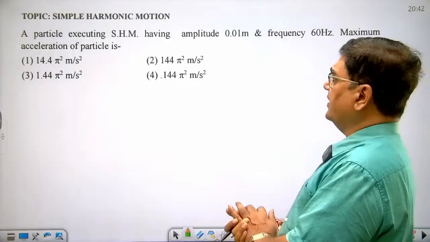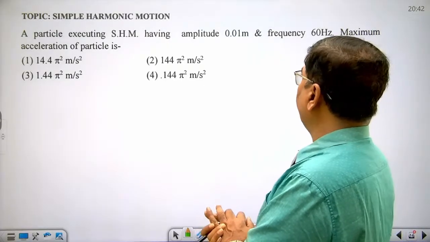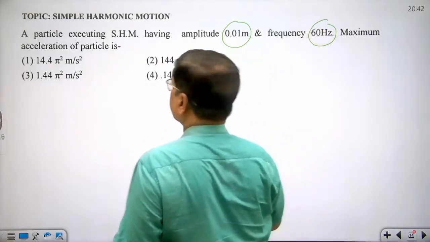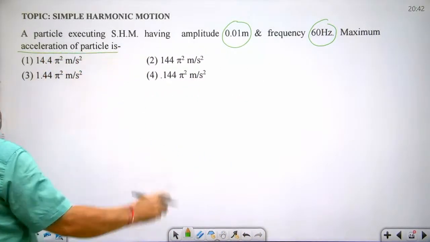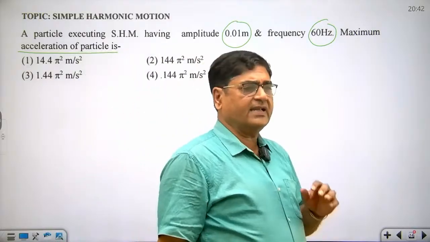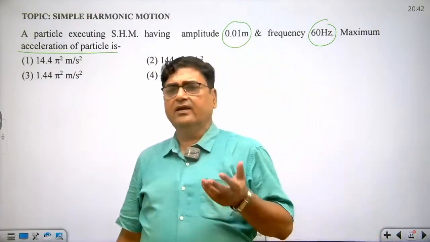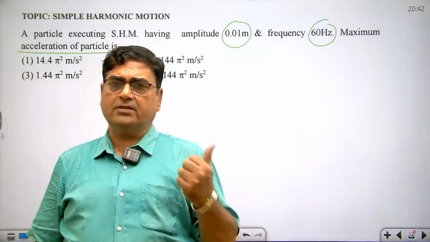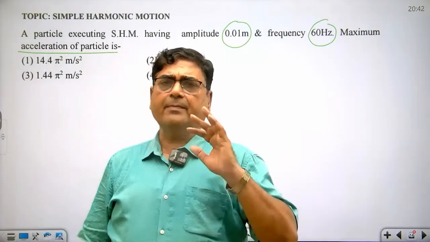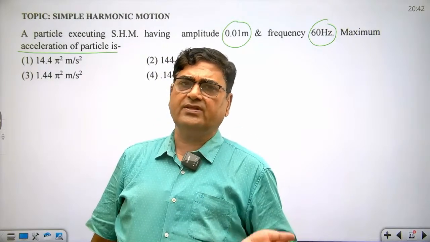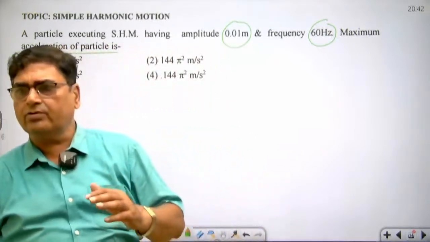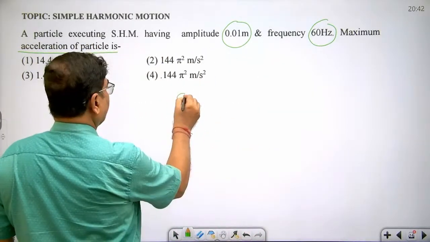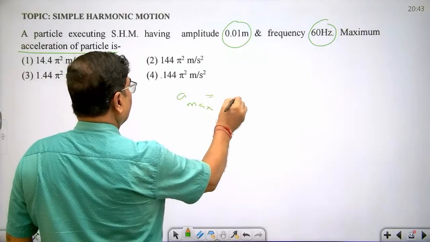Now let's see this question again. A particle executing SHM having amplitude 0.01 meter and frequency 60 hertz. Maximum acceleration of the particle is? You know, acceleration of the particle is written as minus omega square x. The minus sign indicates that the direction of acceleration always remains opposite to the direction of displacement in SHM. The maximum value of acceleration occurs at the extreme position, that is equal to omega square A. So dear student, you can easily find the maximum value of acceleration.